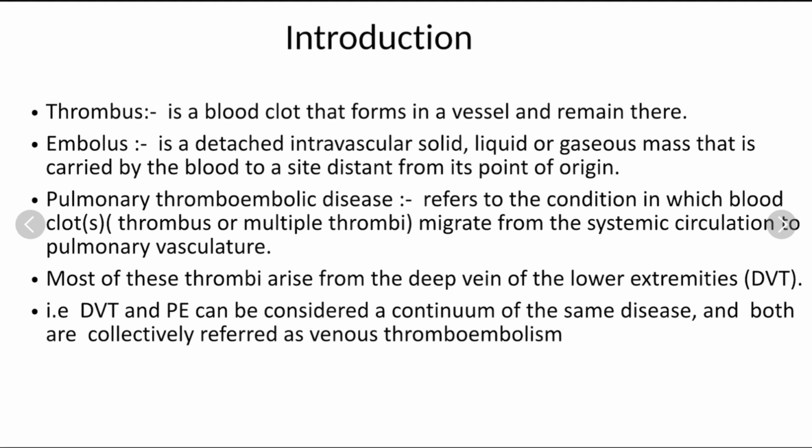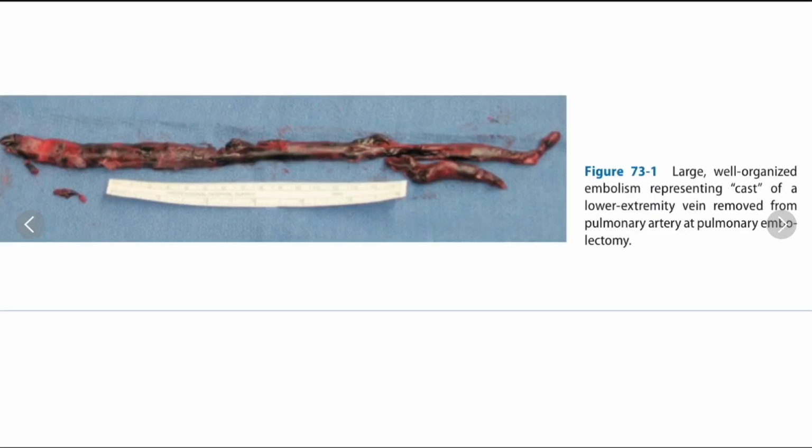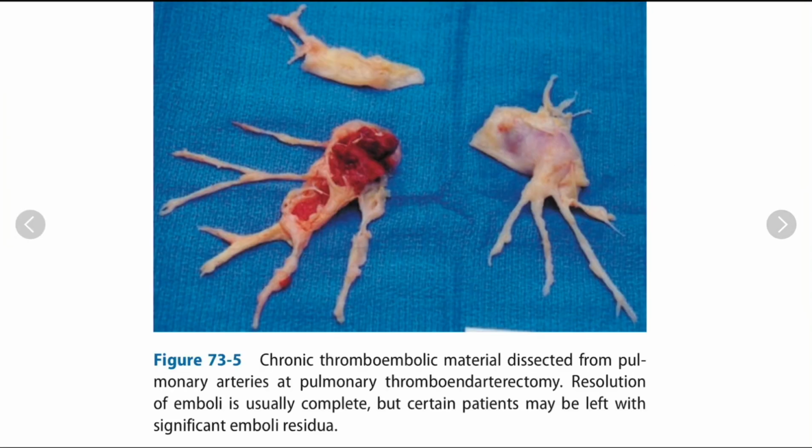DVT and pulmonary embolism can be considered a continuum of the same disease, and both are collectively referred to as venous thromboembolism. Here we can see a large well-organized embolus which represents the cast of the lower extremity vein, and it was removed from the pulmonary artery by pulmonary embolectomy. It has the shape of a lower limb, but we got it from the pulmonary embolectomy, so it used to travel from the deep veins of the lower limbs.